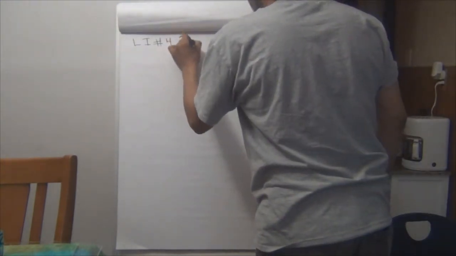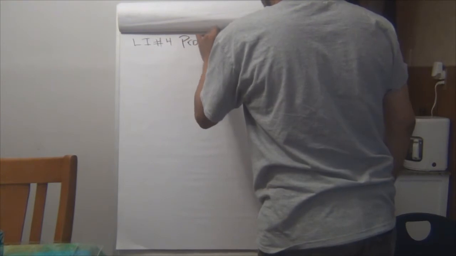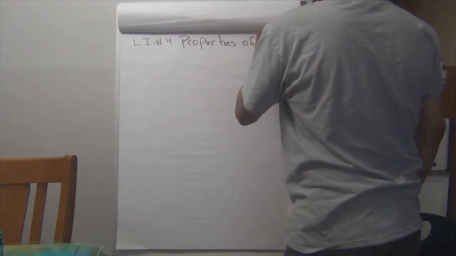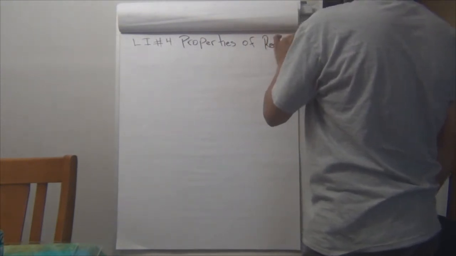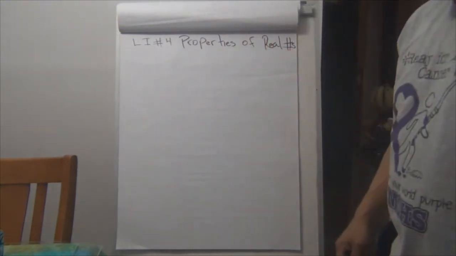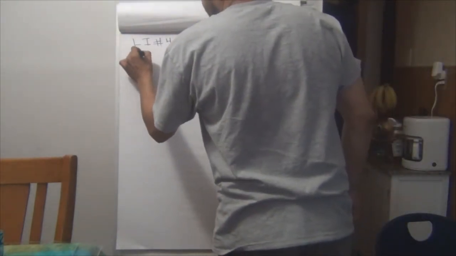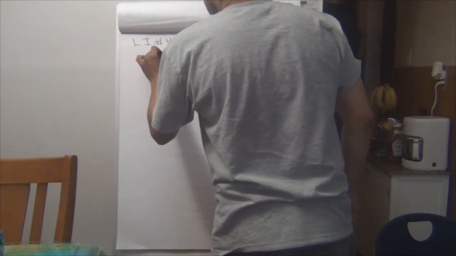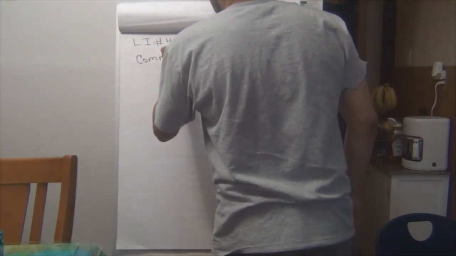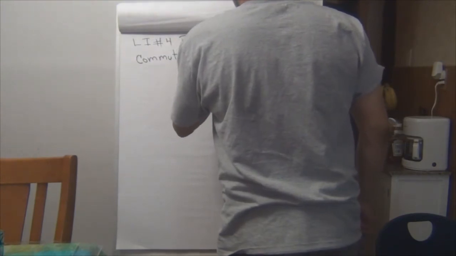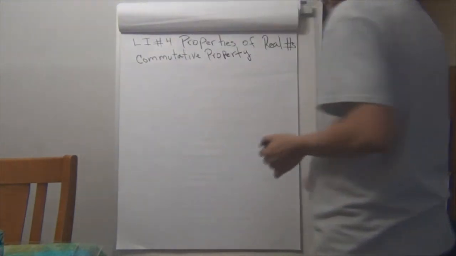Course subject, and of course, the Regents, which is the important part, right? We're going to be looking at properties of real numbers. All right, the first property that we're going to be looking into is the commutative property. Okay, the commutative property.